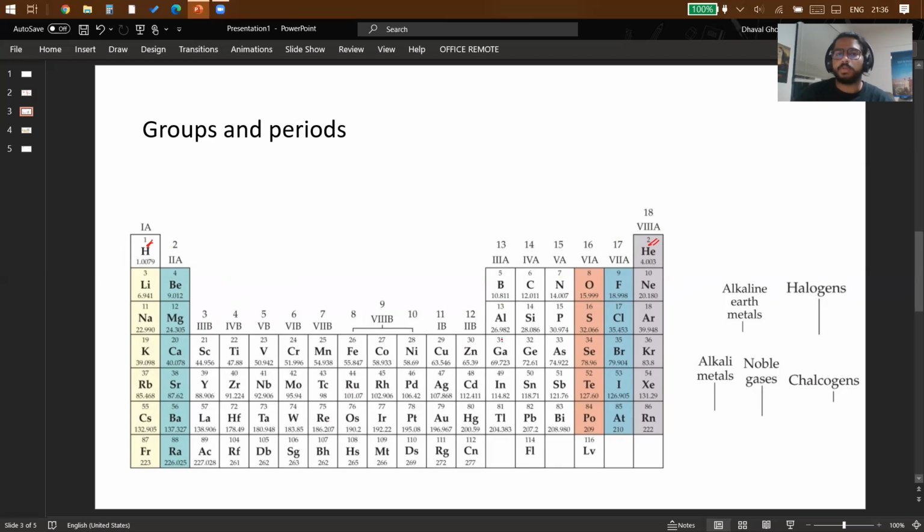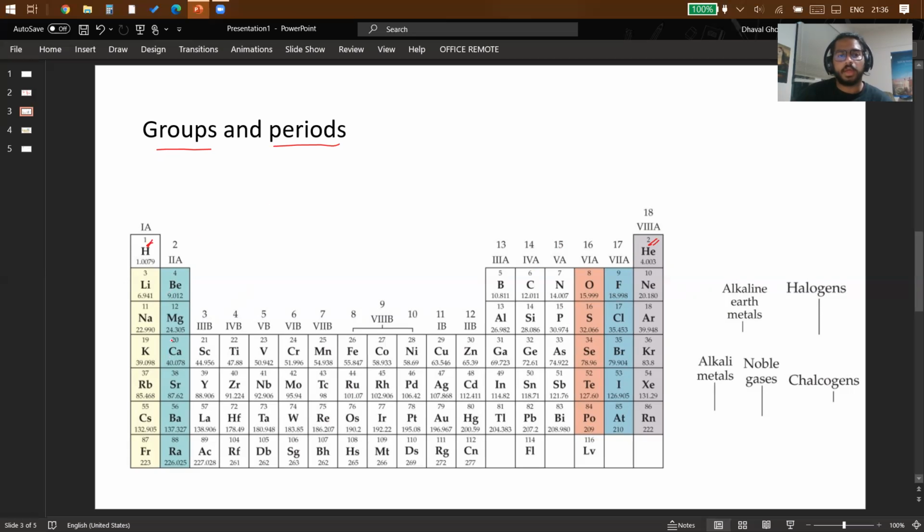And then we keep going left to right, and the number increases. The mass looks like it increases, but that's not what we're looking for. The criteria is increasing atomic number. Okay. So now my question for you is, what are groups and what are periods? I'll give you a hint. These are names for either vertical or horizontal arrangements of elements.